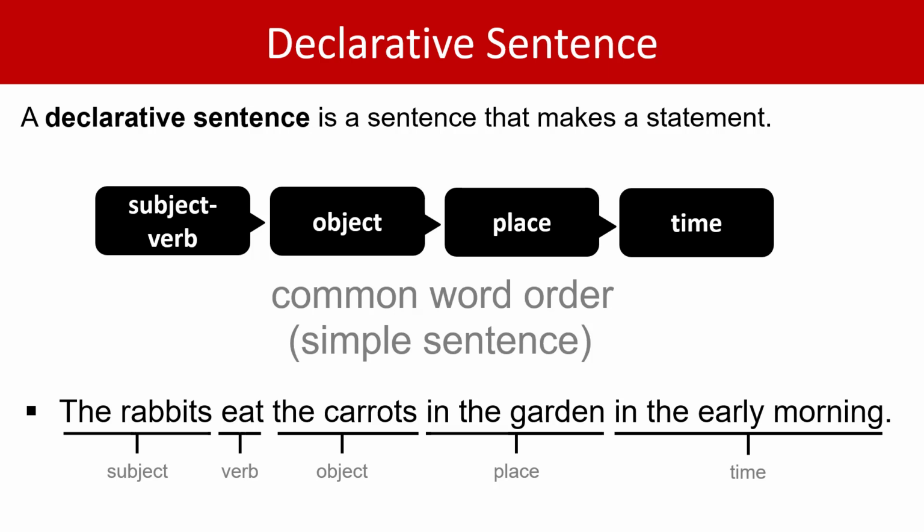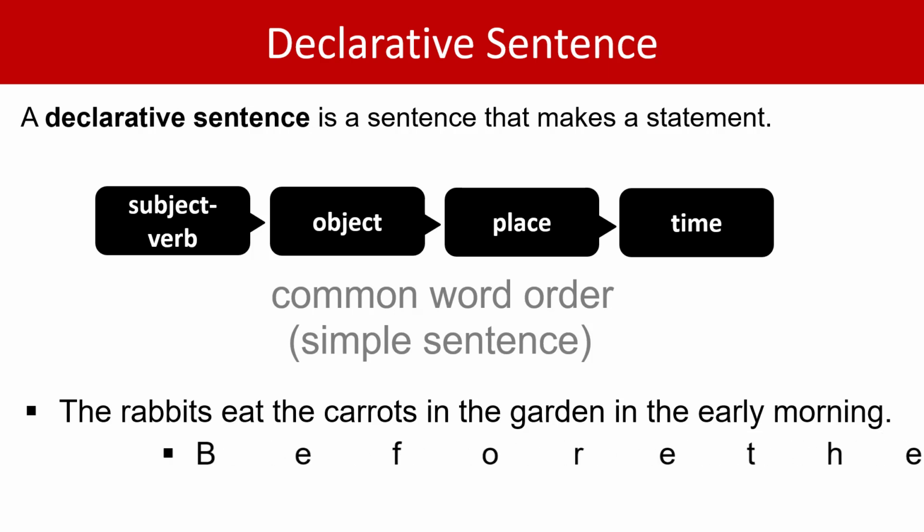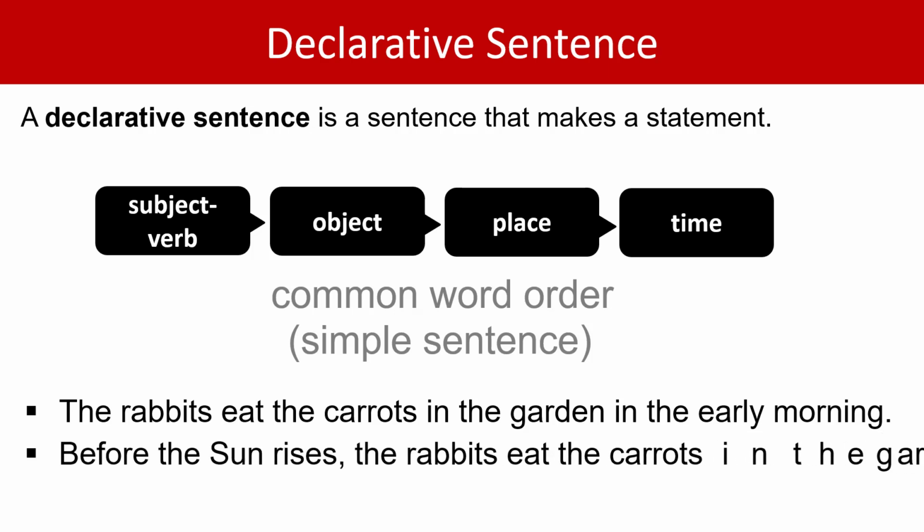Text would be pretty boring to read if this were the order every single time. This is just a common word order. Of course, there are other word orders and there are other sentence types. For example, here is a complex sentence. It's called a complex sentence because it has two clauses, and we have a whole lesson on complex sentences.